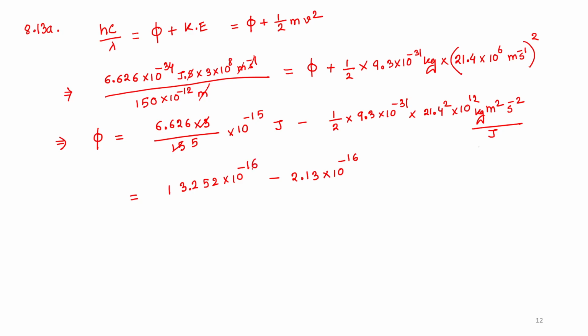13.2 into 10 to the minus 16, and this is 2.13. So 13.252 minus 2.13, something around 11.122 into 10 to the minus 16. Obviously, the unit is joules. So it is 1.11 into 10 to the power minus 15.